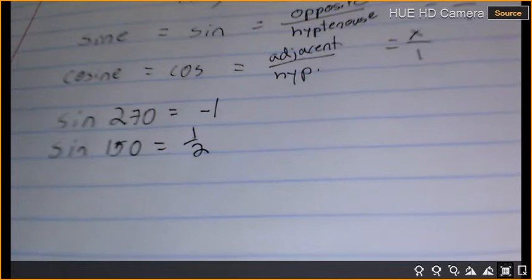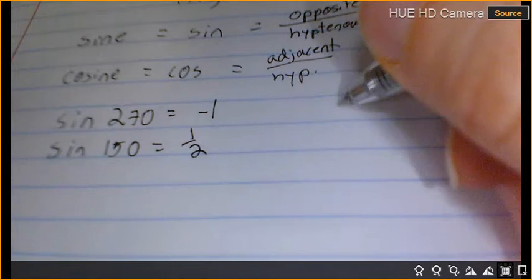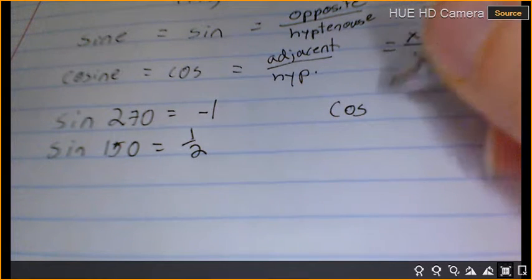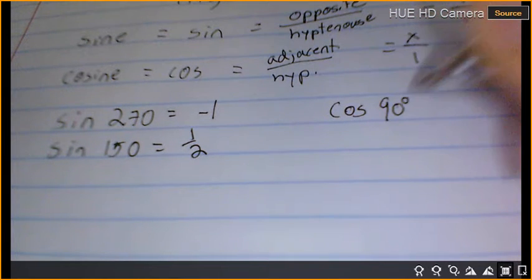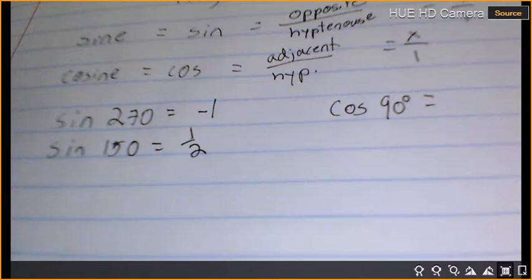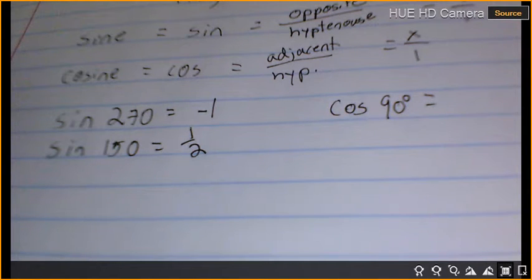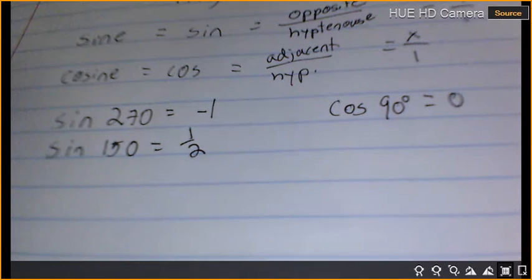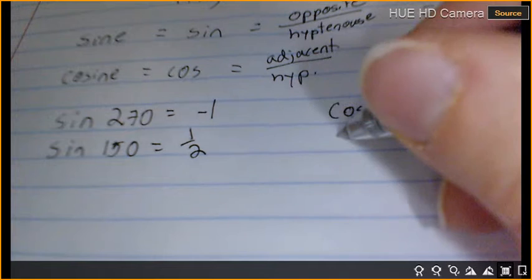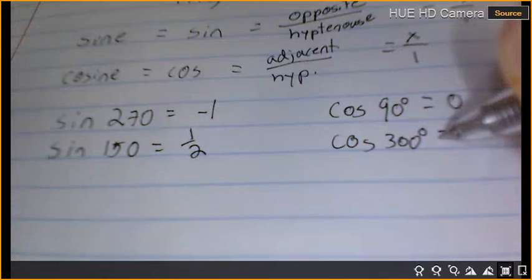Okay, let's do 2 cosines and then we'll move on to some tangents. I just want to make sure, because I just went over the answers to the homework, but I didn't hear your guys' answers to them. What's the cosine of 90? 0. Good. And what is the cosine of 300? 1/2. Perfect. Okay.